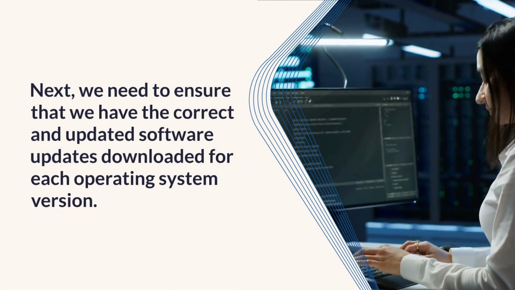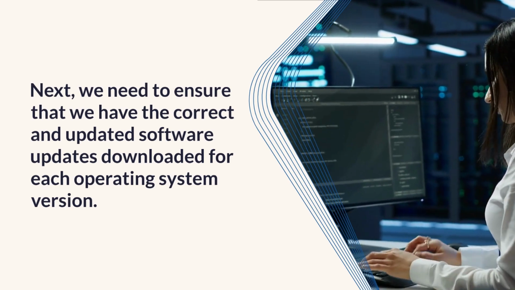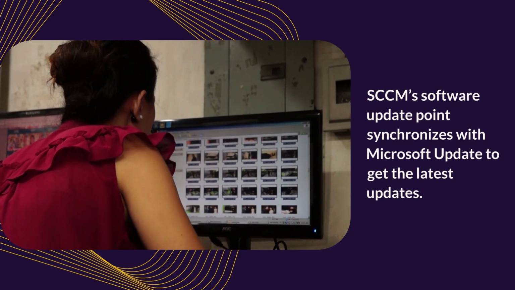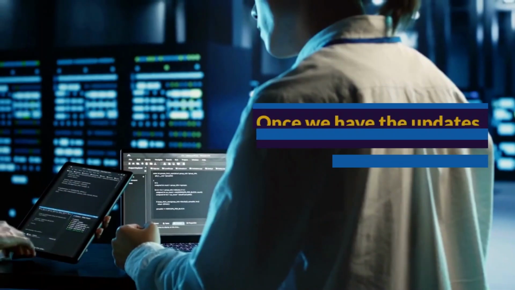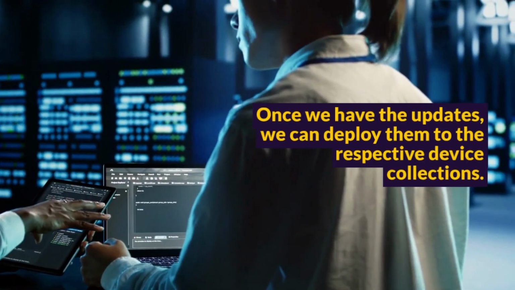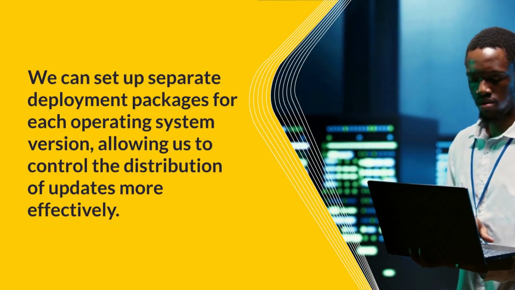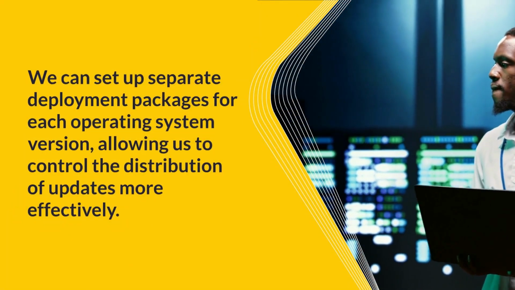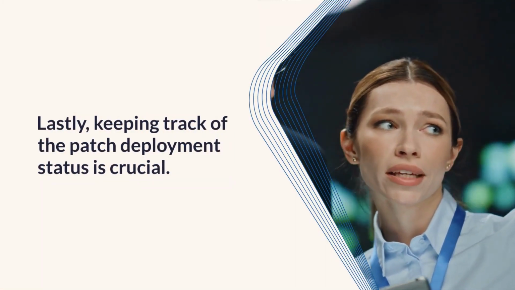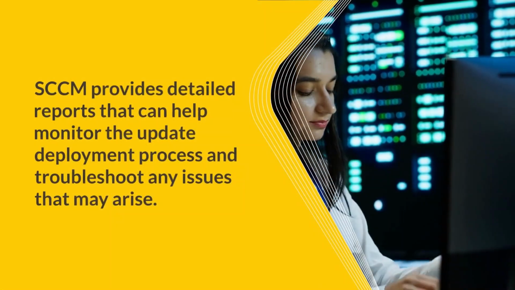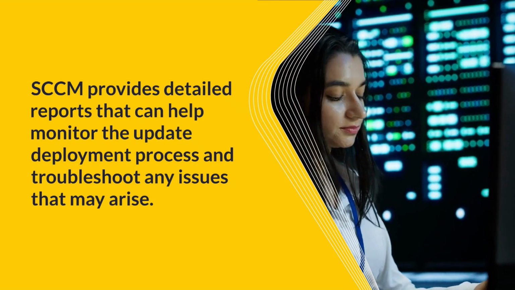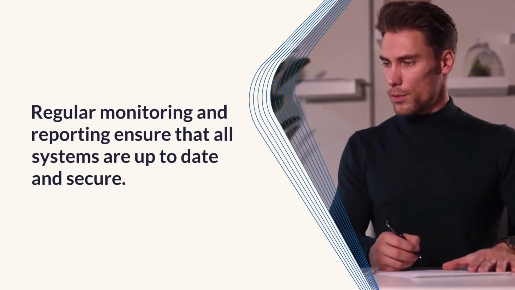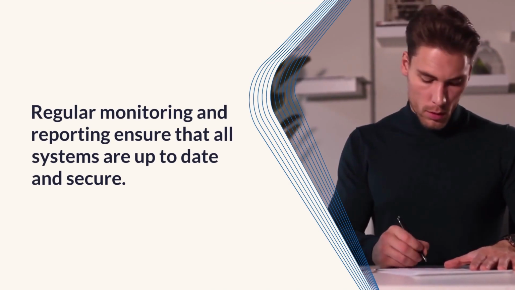Next, we need to ensure that we have the correct and updated software updates downloaded for each operating system version. SCCM software update point synchronizes with Microsoft Update to get the latest updates. Once we have the updates, we can deploy them to the respective device collections. We can set up separate deployment packages for each operating system version, allowing us to control the distribution of updates more effectively. Lastly, keeping track of the patch deployment status is crucial. SCCM provides detailed reports that can help monitor the update deployment process and troubleshoot any issues that may arise. Regular monitoring and reporting ensure that all systems are up to date and secure.